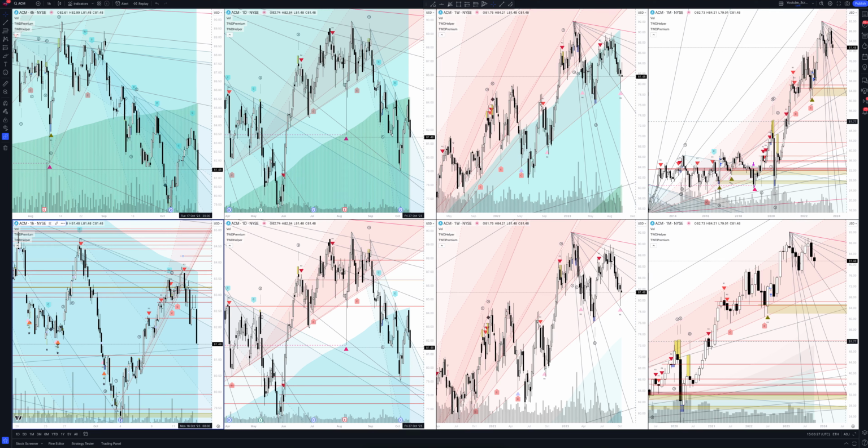Today we will take a look at Aecom stock. Let's analyze the market situation and find out how you can make money on it. Let's start.